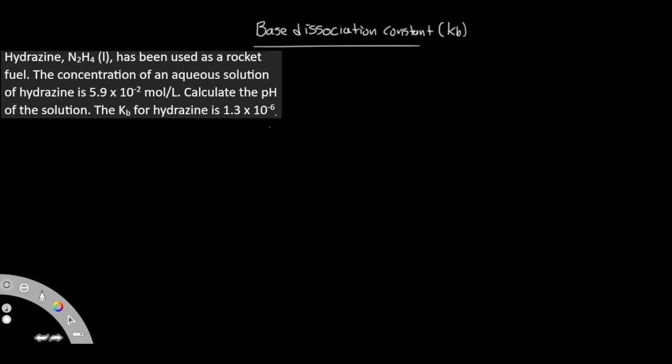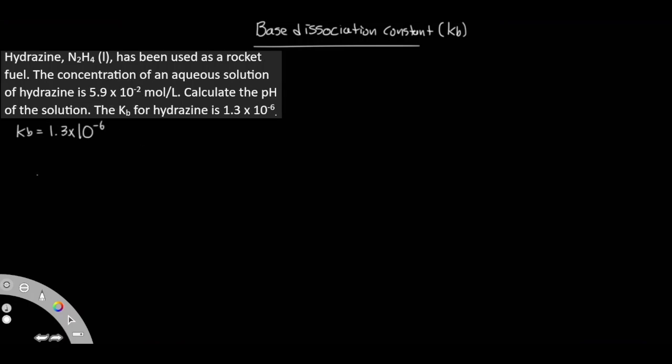Well, let's have a look at this question over here. We're trying to calculate the pH. This is an interesting type of question because we're going to be dealing with a base dissociation constant, since we have Kb here, so we're dealing with a base in the solution. However, it does ask for pH, so we do have to change it to a pH at the very end. Okay, so we have Kb is 1.3 times 10 to the negative 6.